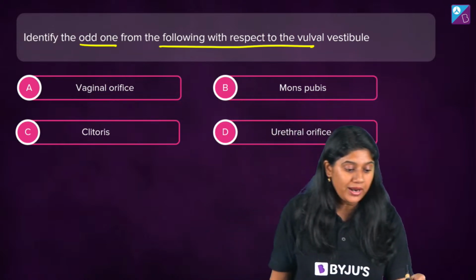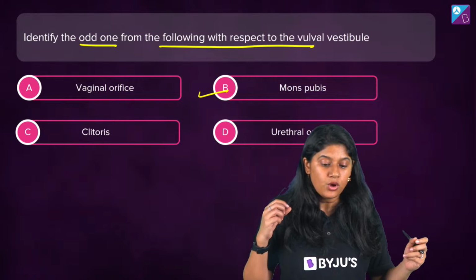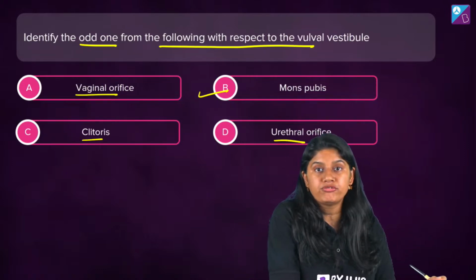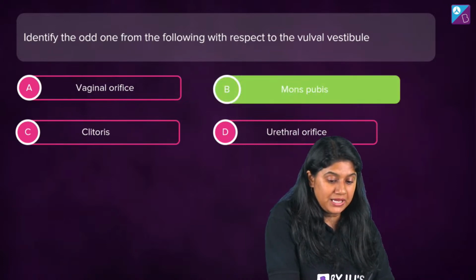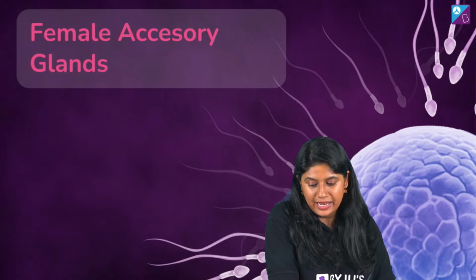Yes. So the odd one out over here, everyone, is the Mons Pubis. These are all part of the vulva vestibule, and this is not. So over here, B is the odd one out. Let's move ahead, everyone. Now we'll be discussing the female accessory gland, right?